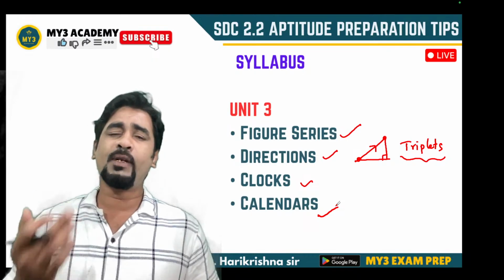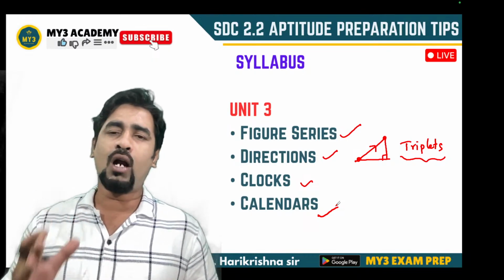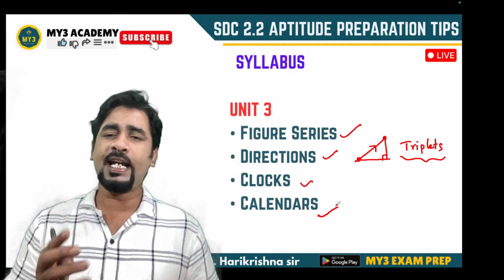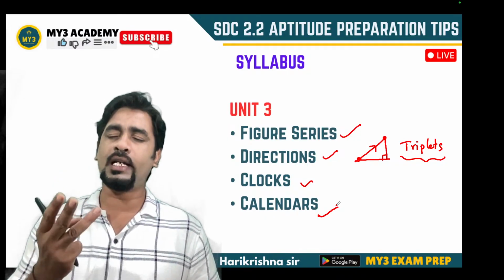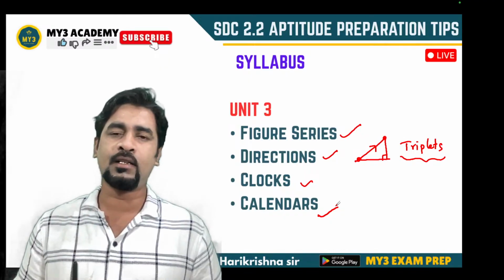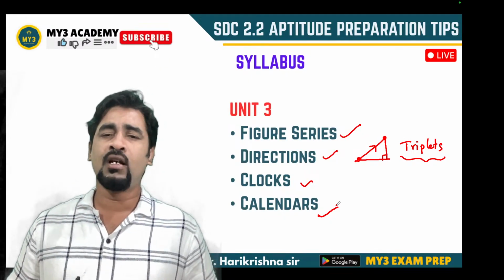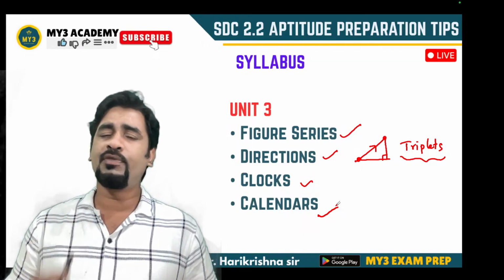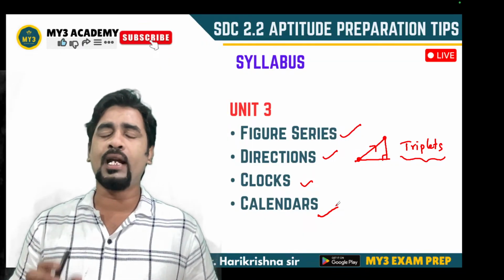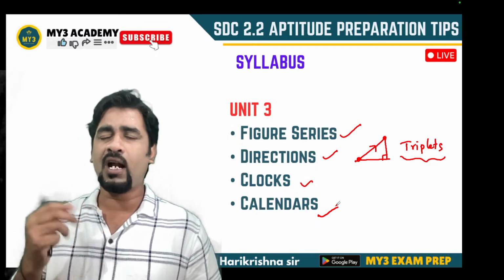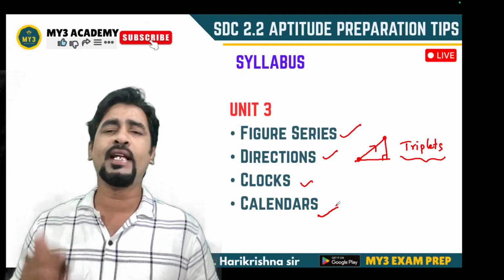Calendar topics always revolve around odd days. So you need to know how to calculate the odd days for the days, for the months, for the years, and for the centuries. If these four points are clear, you can easily solve calendar-based questions. An important model to cover is: if today is Sunday, what is the day after 10 days? After 100 days, after 500 days, that model they'll be giving.